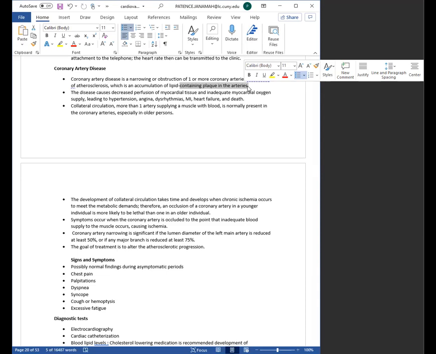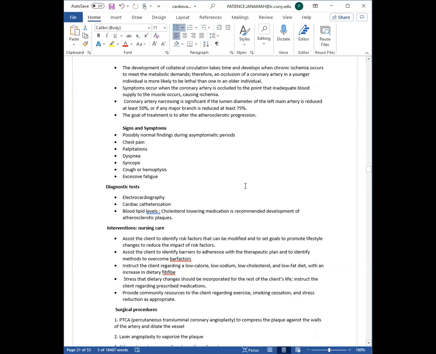What you will see is there will possibly be normal findings during asymptomatic periods. They have periods when they wouldn't notice it. Sometimes it is noticed through diagnostic tests. With some heart conditions, most heart conditions, by the time you notice it, it has gotten so bad. So coronary artery disease may not be symptomatic. The patient will not have any symptoms.